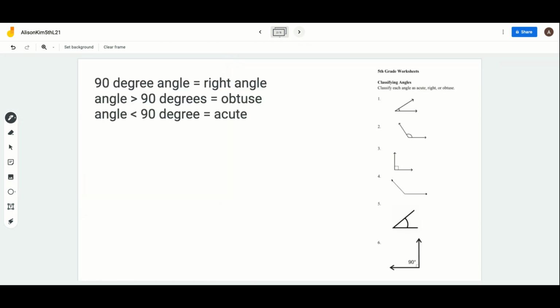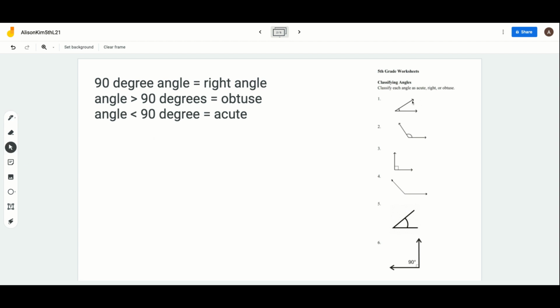We're going to start off with classifying angles right here. I wrote that a 90-degree angle equals a right angle, an angle that's greater than 90 degrees is obtuse, and an angle that's less than 90 degrees is acute. We're going to classify numbers 1, 2, and 3.